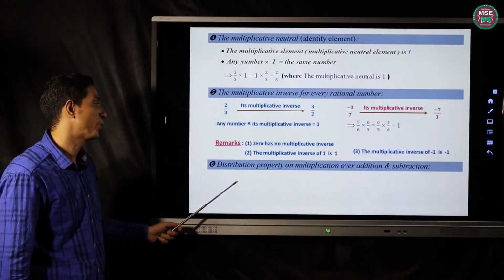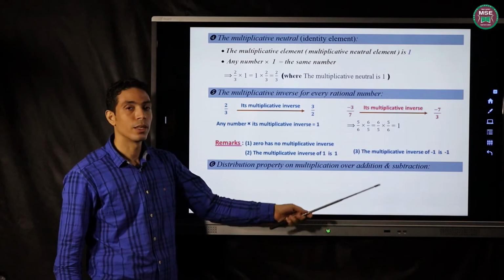Number 5, distributive property of multiplication over addition and subtraction.